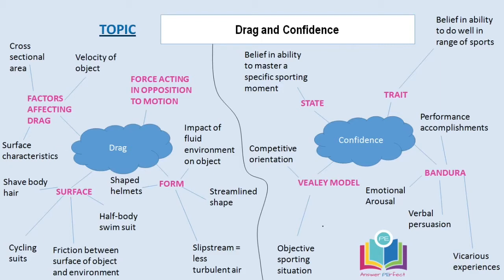Vealey suggested that confidence gained in one area of sport could be used to improve confidence in other areas, which obviously is trait confidence. Now, if we think of the two different types, state confidence, then that's where a performer does well in one specific situation. It's been suggested that these two can combine to produce a level of confidence in an objective sporting situation. The objective sporting situation is the combination of the type of skill being performed and the situation that it's taking part in.